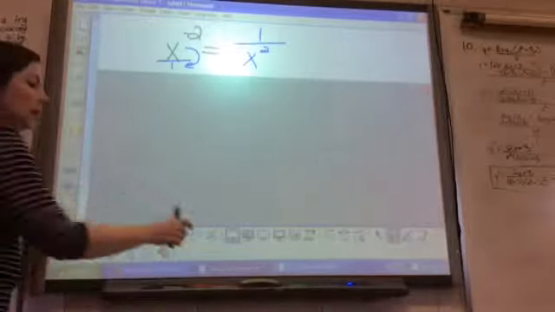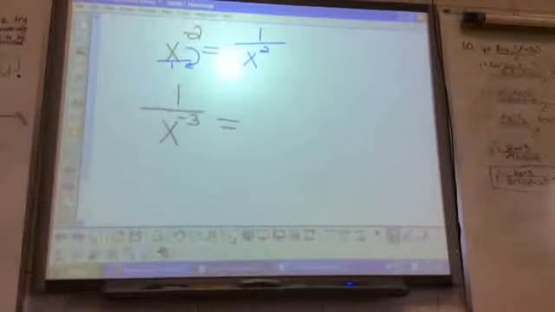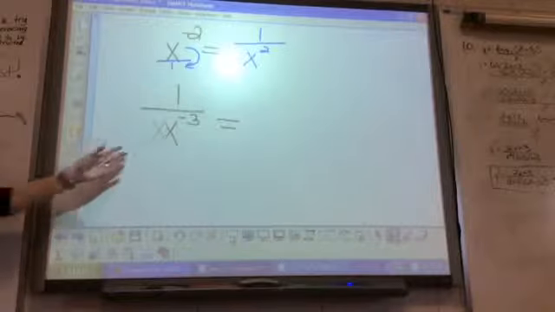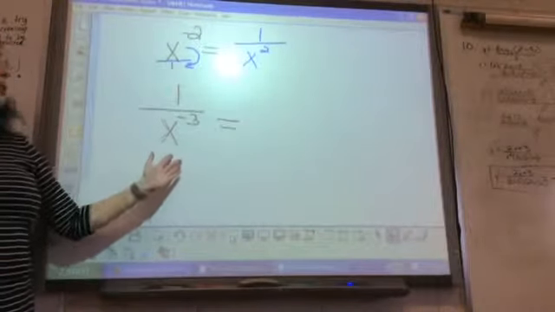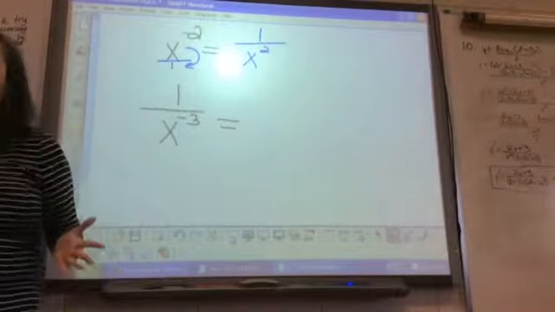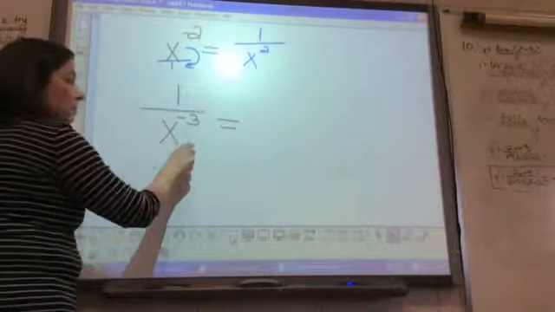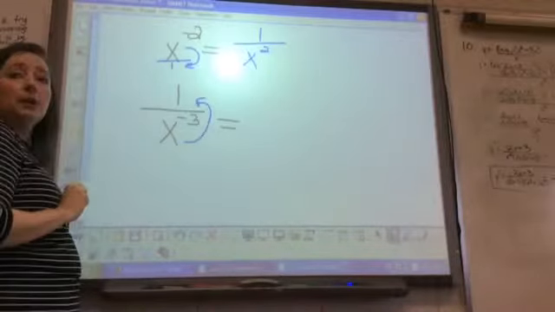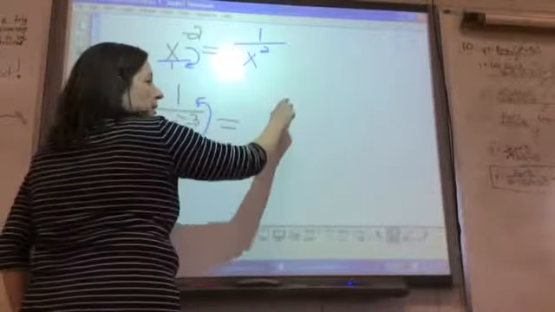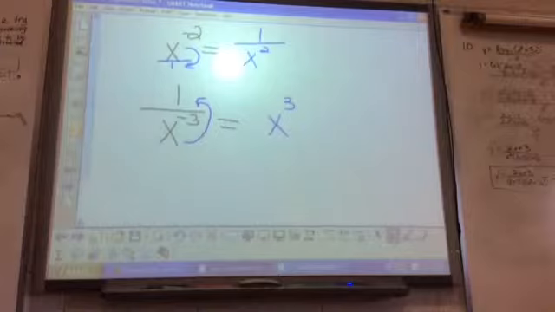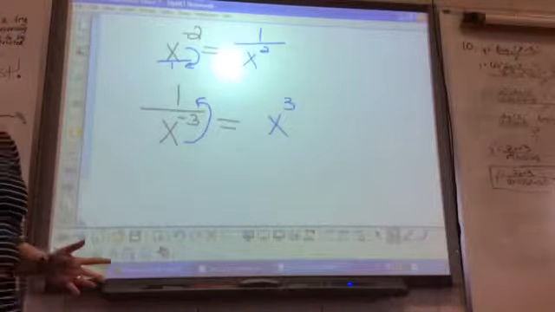All right? Here's another one. Let's look at it from the other viewpoint. Pretend that you're working a problem and you get to here and you're like, well, I can't leave this negative. Same idea. Change levels. Bump this up and it becomes positive. So it would become that. Anytime you change levels, the exponent changes signs.